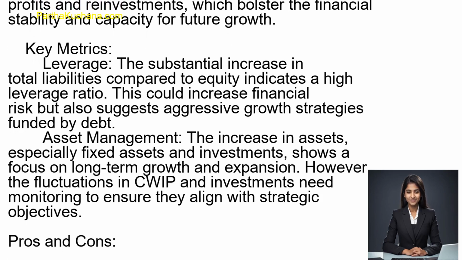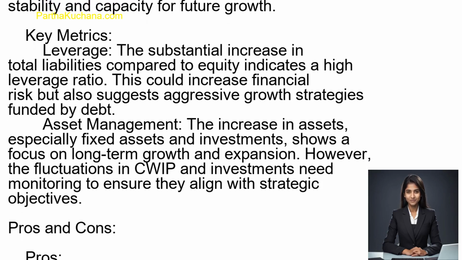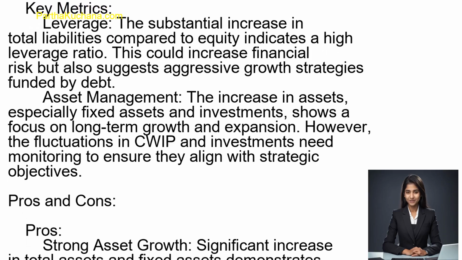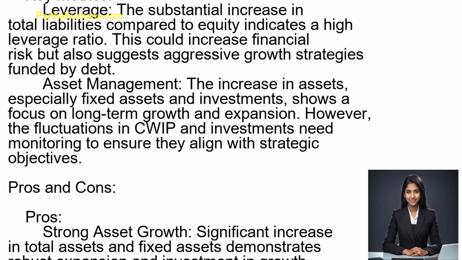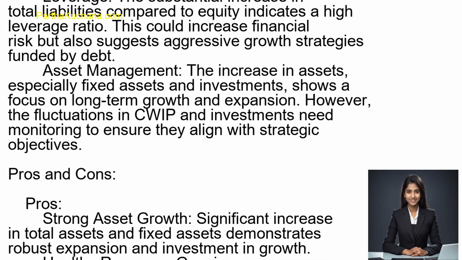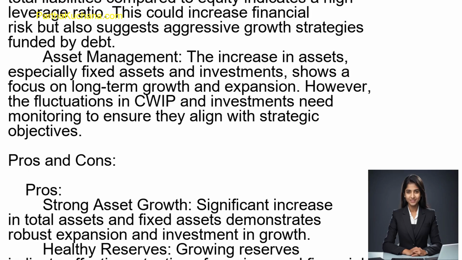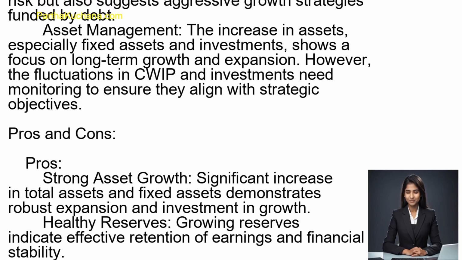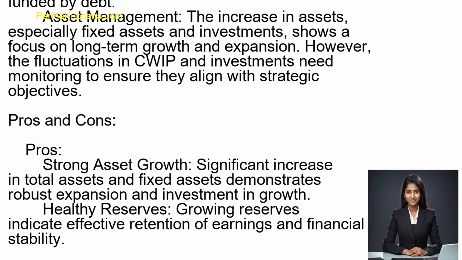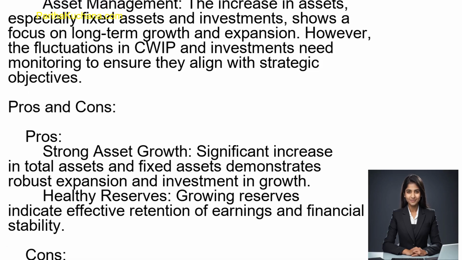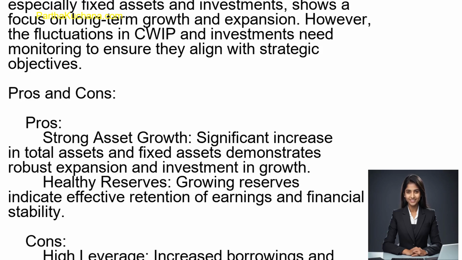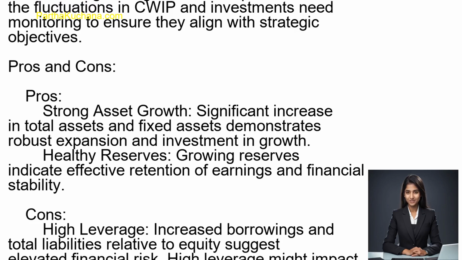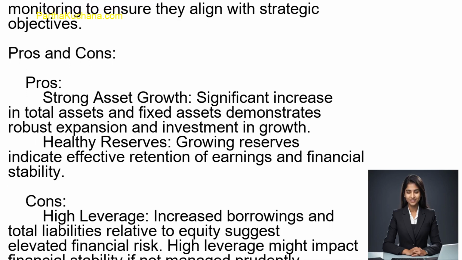Asset management. The increase in assets, especially fixed assets and investments, shows a focus on long-term growth and expansion. However, the fluctuations in CWIP and investments need monitoring to ensure they align with strategic objectives. Pros and cons. Pros. Strong asset growth. Significant increase in total assets and fixed assets demonstrates robust expansion and investment in growth. Healthy reserves. Growing reserves indicate effective retention of earnings and financial stability.